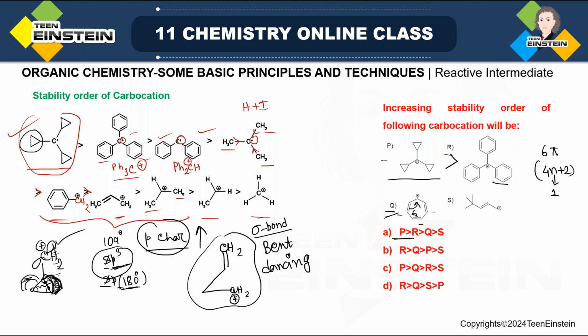So P will come at first position. So any of these two will be correct. Now after P, whether to choose R or Q. Though Q is aromatic, here you have a total of 3 phenyl groups. So you have to give some more priority to it. So 3 phenyl rings are there, and here we have only aromaticity.